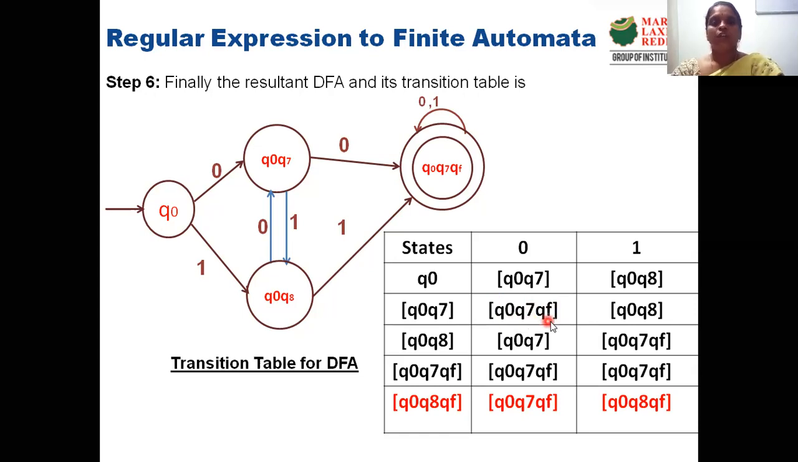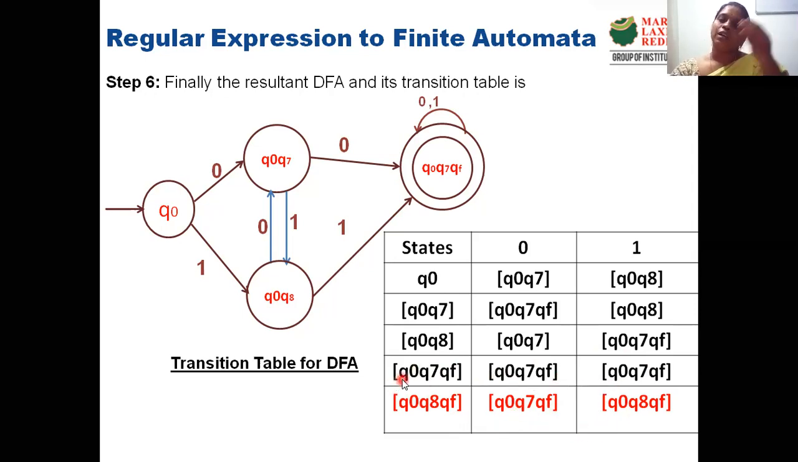So Q naught Q7 QF, and similarly Q naught Q7 on 1 is moving to the state Q naught Q8, and Q naught Q8 on 0 is moving to Q naught Q7, and on 1 it is moving to Q naught Q7 QF. Now Q naught Q7 QF is a new state we have obtained here. On 0 it is moving to itself, and on 1 it is moving to Q naught Q8 QF, and Q naught Q7 QF, where these are the two states which have the same transitions in their input rows.